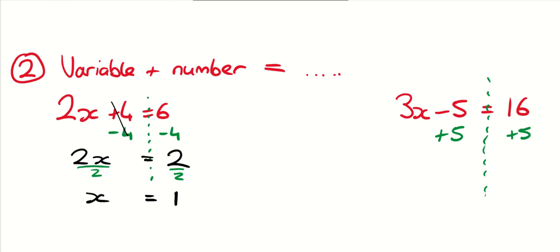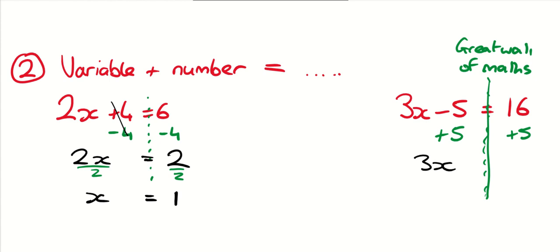Some people call this the Great Wall of maths. That, you do something to one side of the wall, you have to do it to the other side of the wall. So again, we're just left with 3x here. Those 5s will cancel out, is 21. And finally, we're going to divide by 3. So divide by 3, and we're left with x equals 7.